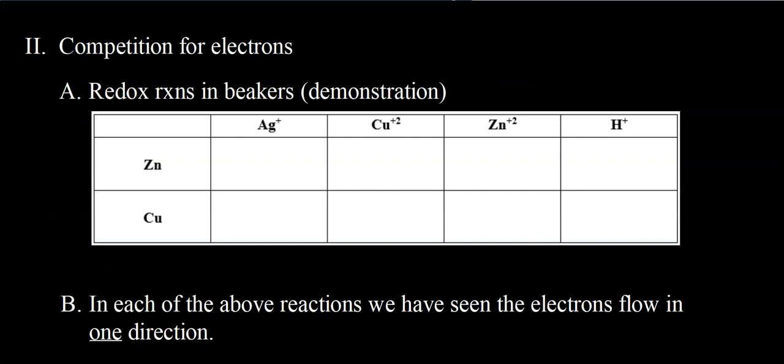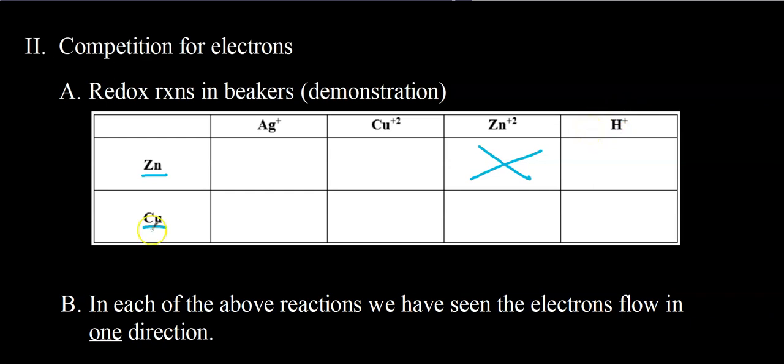All right, so I'm going to do a demonstration where I'll set it up for you now and then I'll show you in a bit, where I'm going to take these two metals, zinc metal and copper metal, and I'm going to put them in different solutions. So I'm going to take a piece of zinc metal, put it in a solution containing silver ion, so silver nitrate. I'm going to put it in a solution containing copper 2 ions, so copper 2 sulfate. I'm not going to put the zinc metal, though, in a solution of its own ions because zinc and Zn2+ are not going to react with each other. And then I'm going to put the zinc metal in a solution that contains H+, that being hydrochloric acid.